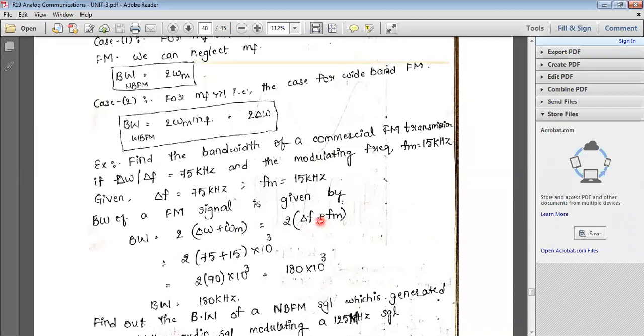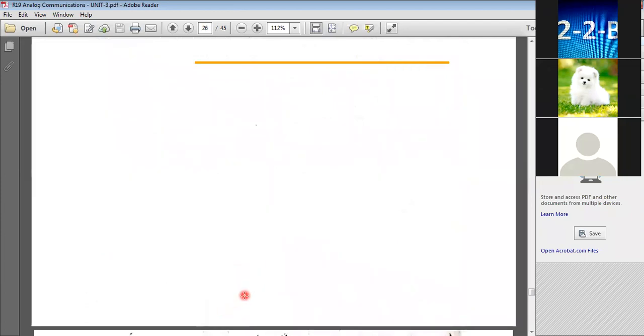Since delta omega is equal to delta F, the frequency deviation, and Fm is the message signal frequency, therefore we considered omega m as Fm. So here we have the delta F and Fm values. Just substitute those values. How much did you get? 180 kilohertz. So bandwidth is equal to 180 kilohertz.